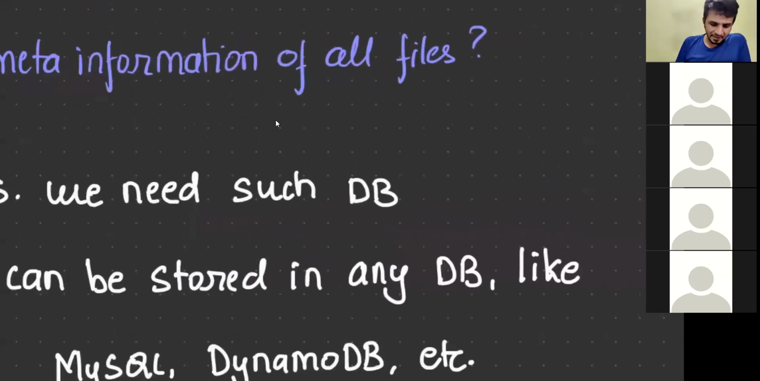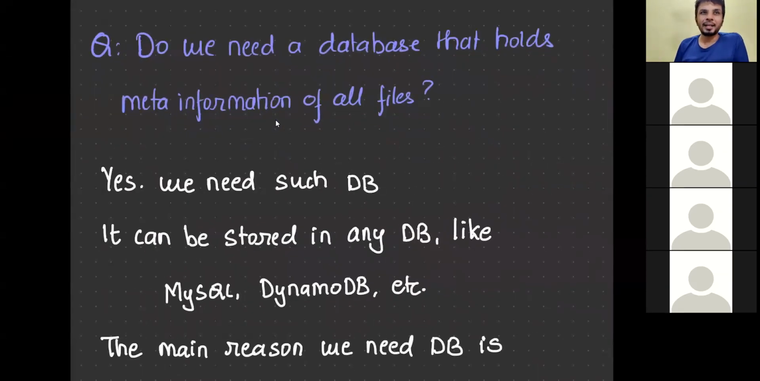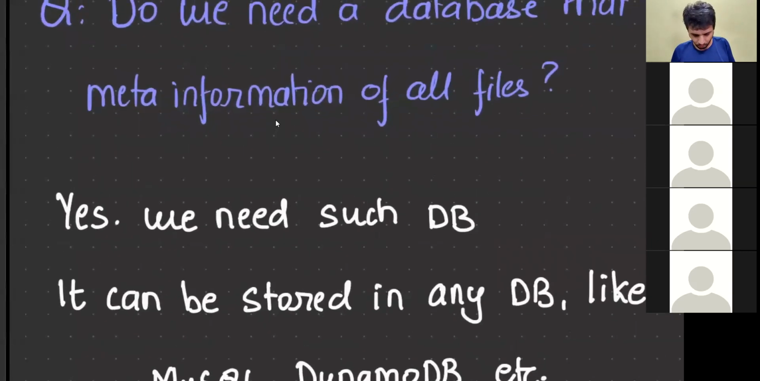Now, a very stupid question, but do we need a database that holds meta information of all the files? Let's say I have an S3 bucket, and that S3 bucket has, let's say, 100,000 files. Do I need a database that holds all the meta information of the files? I said yes, but why? Why or why not?